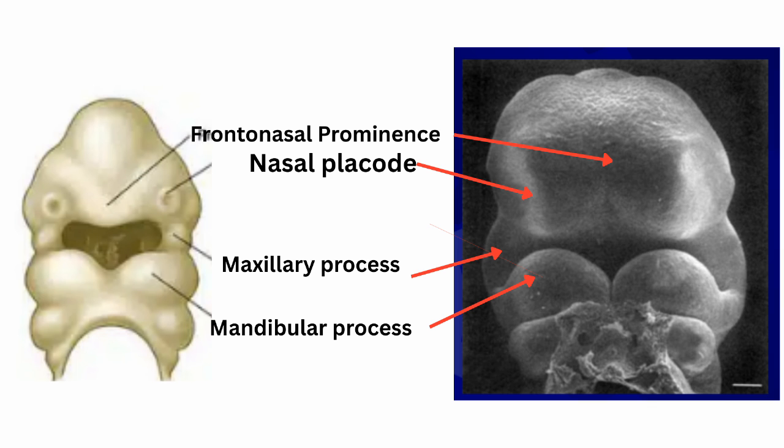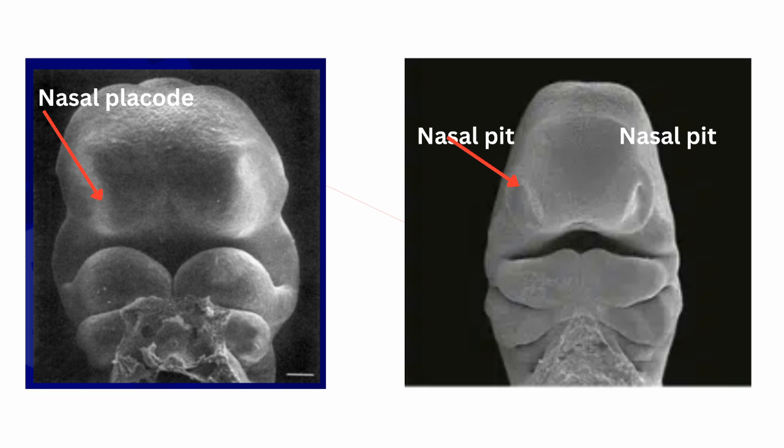And next is the nasal placode. The nasal placode is actually an ectodermal thickening on either side of the frontonasal process, and actually the neural crest cells proliferate and form the nasal placodes. Later this nasal placode will invaginate to form the nasal pit and they are the precursors to the nasal cavity.